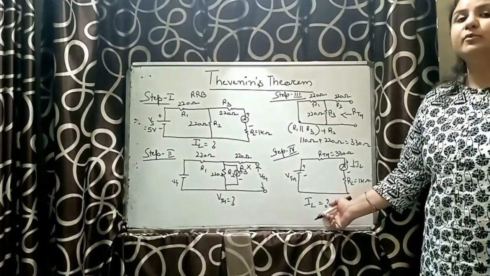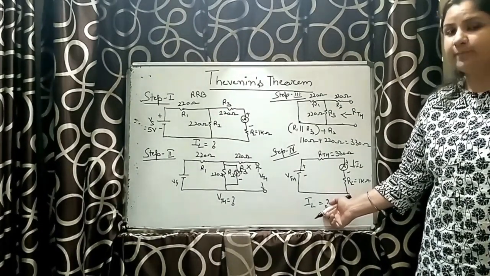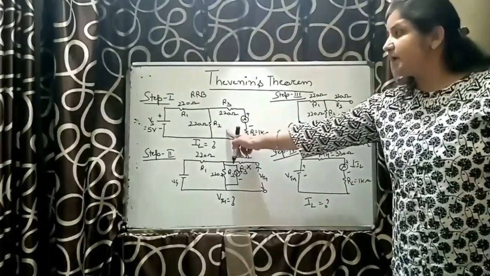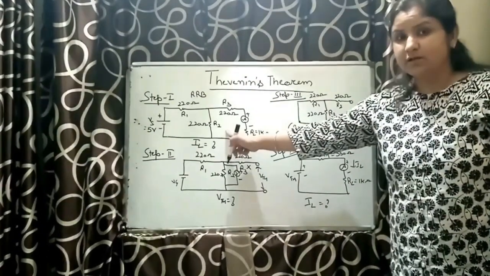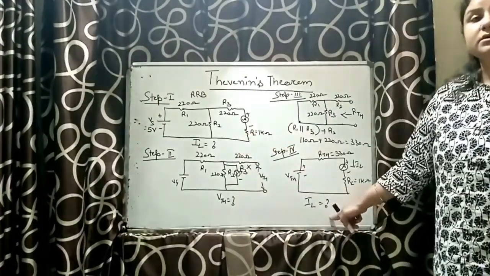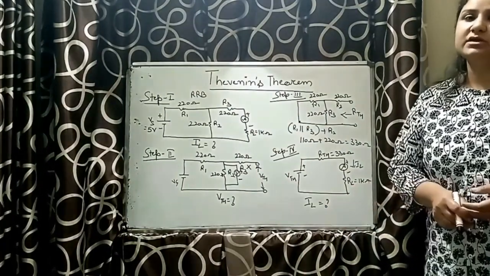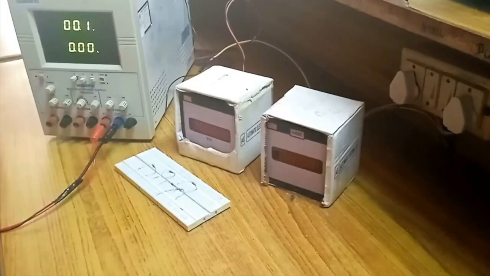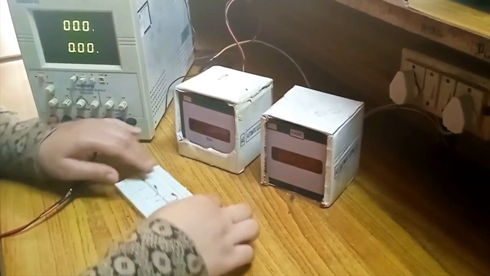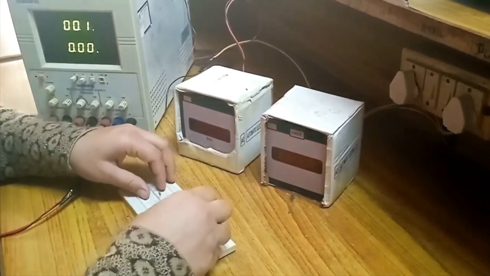So how will we be able to prove Thevenin theorem? IL in circuit diagram number 1, that is step number 1, will match with the current flowing in step number 4. Hence, Thevenin theorem has been proved. This is regarding Thevenin theorem.